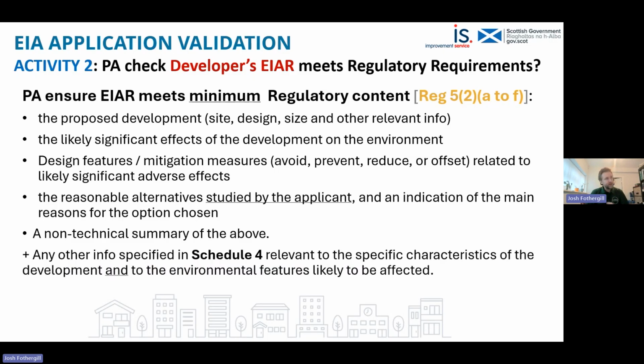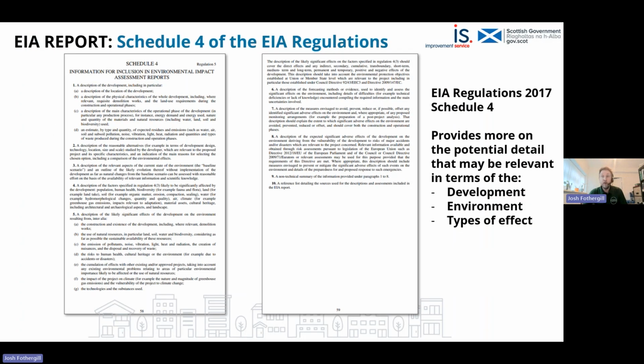The other requirement, and this is where it does spread its wings quite a bit further, is if there's anything specified in Schedule 4 of the regulations about particular characteristics of the development or environmental features, if they're relevant, then they become part of the formal requirements for the EIA process. And this can be a little bit of an opportunity as well to check the document has met a previous scoping opinion that you might have issued. In terms of Schedule 4, we don't have time to go through the details of it today, so I've just given you a screen grab of it here.